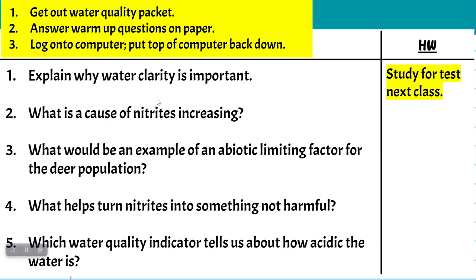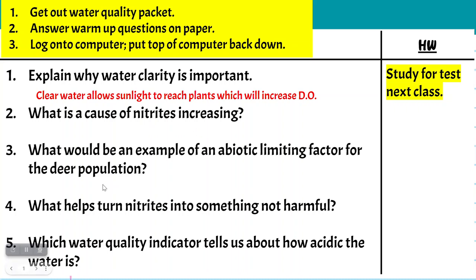So when we want to think about why water clarity is important, it is important because clear water allows the sunlight to reach our plants, which will allow them to do photosynthesis, and it allows us to have a higher level of increased dissolved oxygen. So clear water leads to more oxygen in the water.